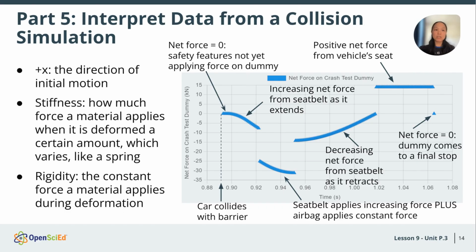When the dummy starts to move backwards, the dummy is no longer in contact with the airbag, and the seatbelt applies a decreasing magnitude of force as the seatbelt retracts. Finally, when the dummy touches the back of the vehicle seat, the seat applies a force on the dummy that brings the dummy to a final stop.